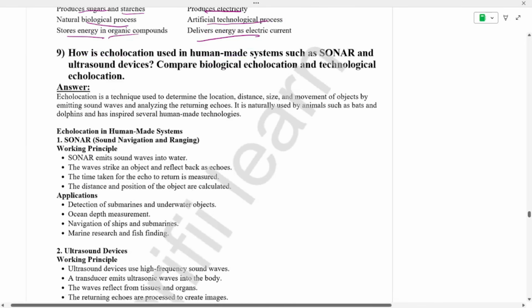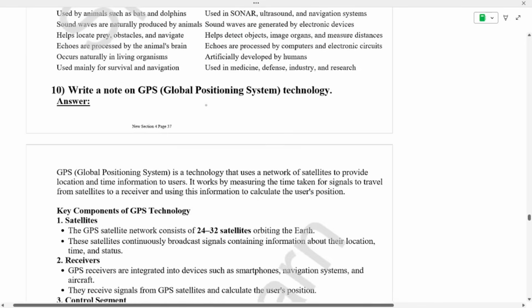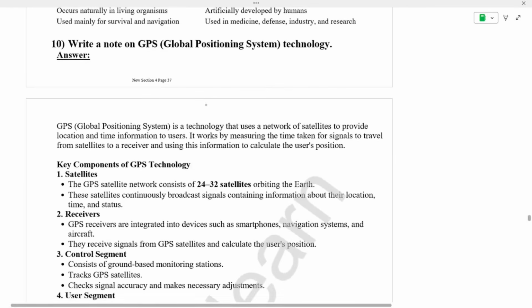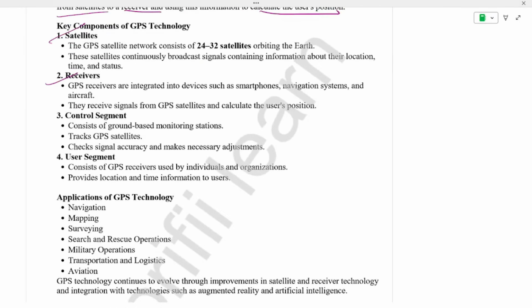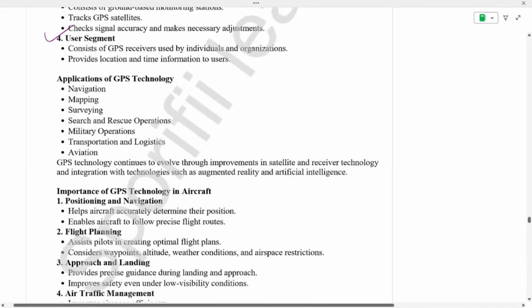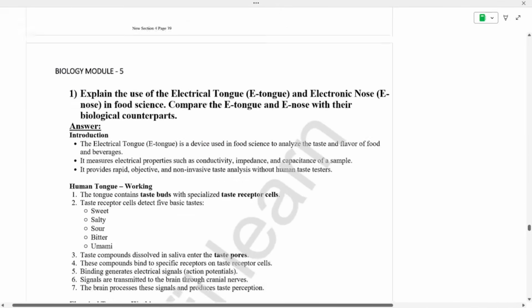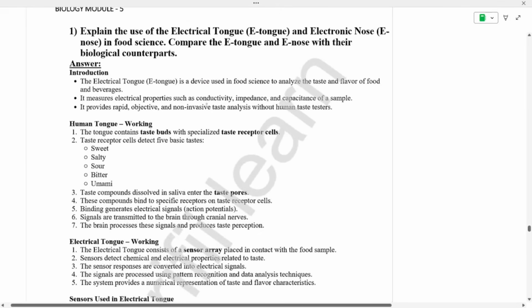Echolocation and things such as sonar are also very easy. You can go through this. Next, we'll be moving on to GPS, which is nothing but a technology that uses a network of satellites to provide location information to the users. It works by measuring the time taken for the signals to travel from satellites to a receiver and calculating the user's position. Next, we can see the key components: the satellites, receivers, control segment, and the user segment.